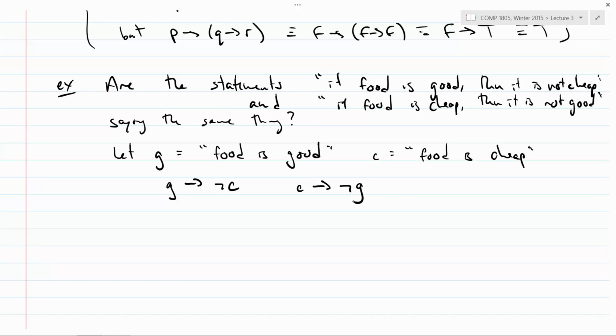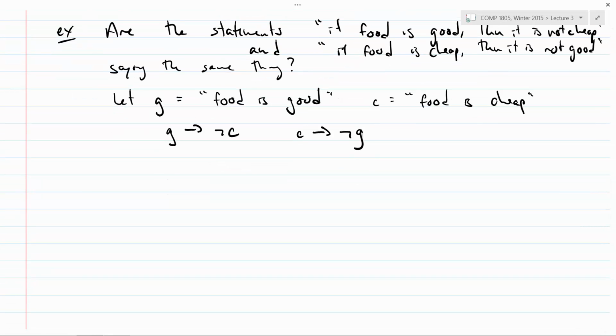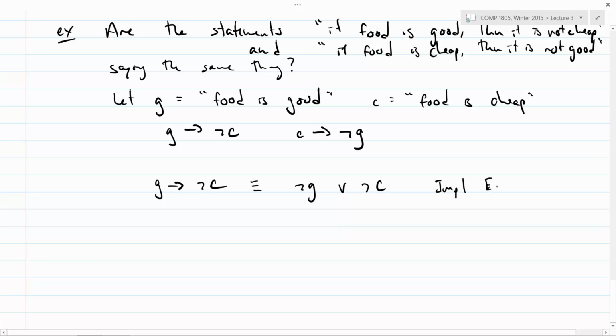All right, so let's do it for real though. So we want to go from one to the other. So we have G implies not C. The first thing you should always do is implication equivalence. So we get not G or not C by implication equivalence. And then we can rearrange this to get not C or not G, and that's by the commutative law. And then we get C implies not G, and that's by implication equivalence, but in reverse.